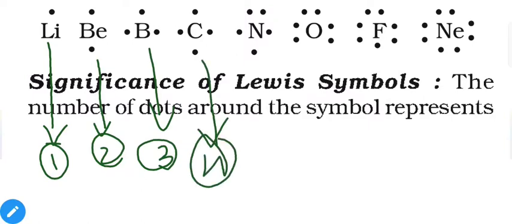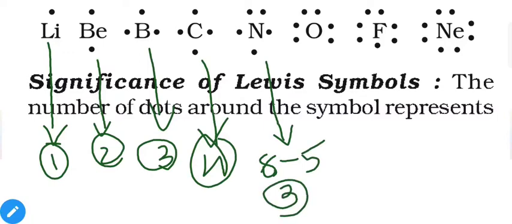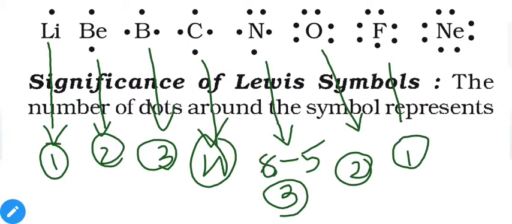Now the situation is flipped for nitrogen and onwards. The number of valence electrons in nitrogen is 5, and what is the valency of nitrogen? It is 3, that is, 8 minus the number of valence electrons, which is 5. For oxygen it is just like nitrogen, 8 minus 6, that means 2. For fluorine, 8 minus 7, that means 1. And for neon, it is 8 minus 8, that means 0. So these are the valencies of the given elements.